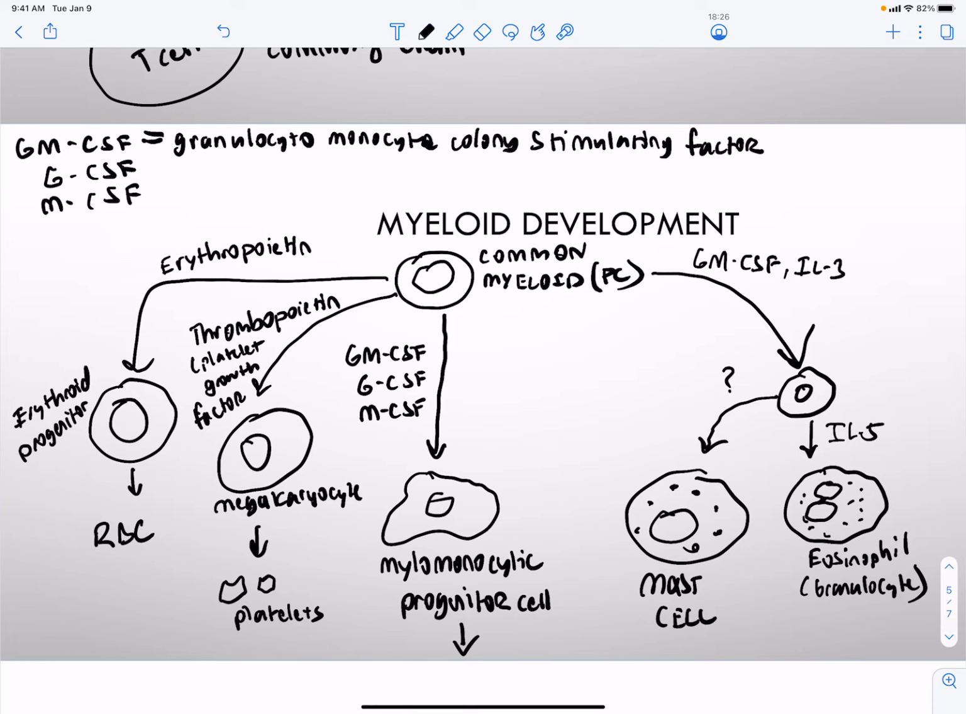Now keep in mind, an eosinophil is going to have a lobed nucleus. A mast cell will have larger granules, not a lobed nucleus. They both can be from the myeloid progenitor cell in the presence of granulocyte monocyte colony stimulating factor with IL-3. But then they have to further differentiate. Eosinophils are going to further differentiate with IL-5, interleukin 5, and the further differentiation of the mast cell is not known yet.